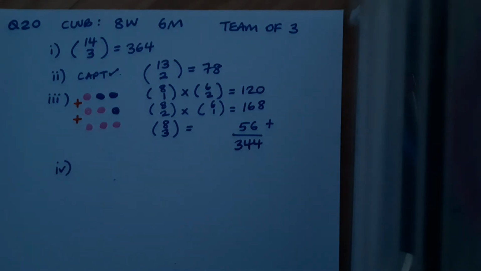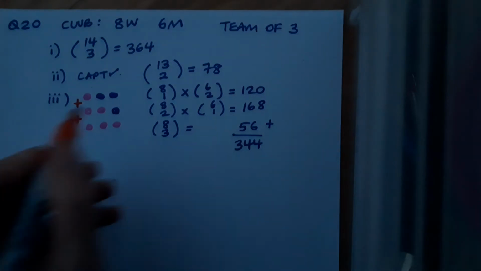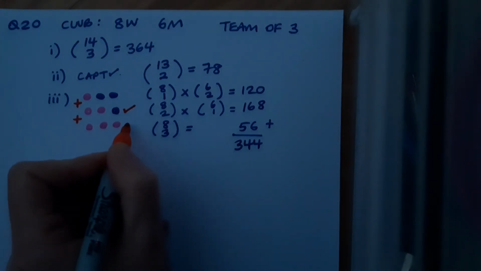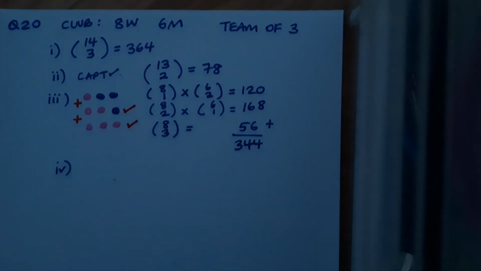Part 4 says there must be more women than men on the team. So going back to look at my previous part of the question, that means I'd be happy with this setup where there's 2 women, or this setup where there's 3 women. So in that case, I'll just add those 2 final values together and I'll get an answer of 224.